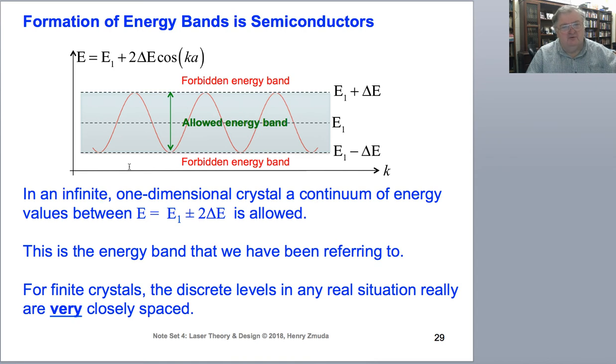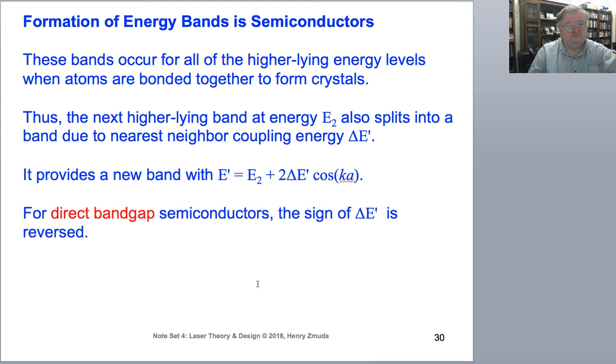For finite crystals, these energy levels are not going to be continuous, as I found here with a cosine for an infinitely long crystal. They're going to be discrete, but so closely spaced that, for all intents and purposes, we can treat them as though they were a continuous variable. So these bands occur for all higher-lying electron energy levels when the atoms are bonded together to form crystals. The next higher band is going to do the same kind of thing.